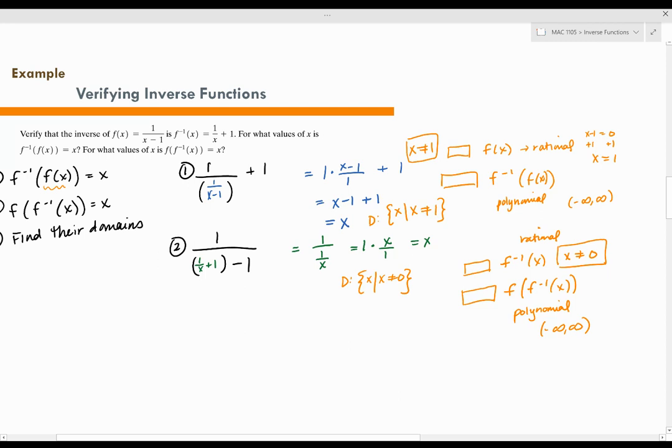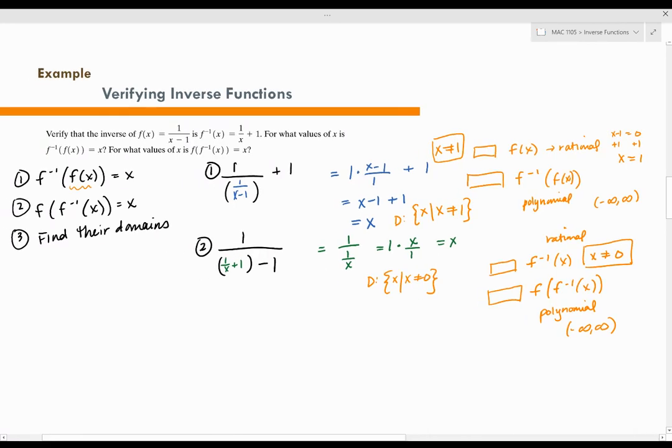So what this is telling us is that these two functions that they've given us are inverses as long as you fall in between these values of x, in between these domains. For those values of x, this will hold. I hope this makes sense.